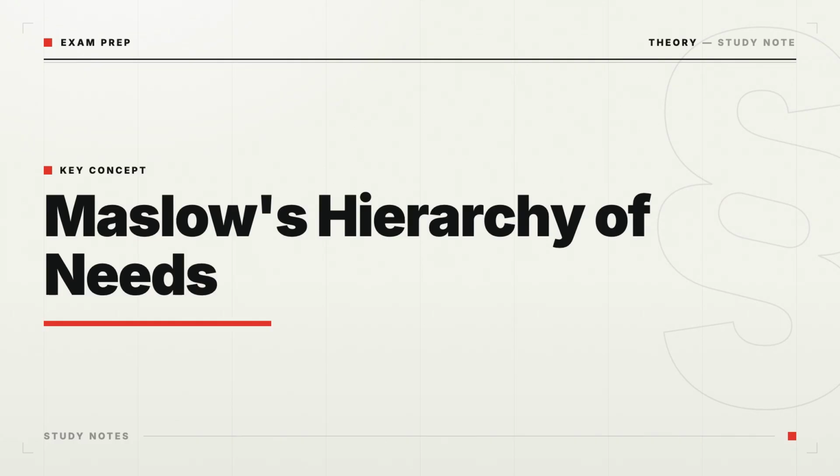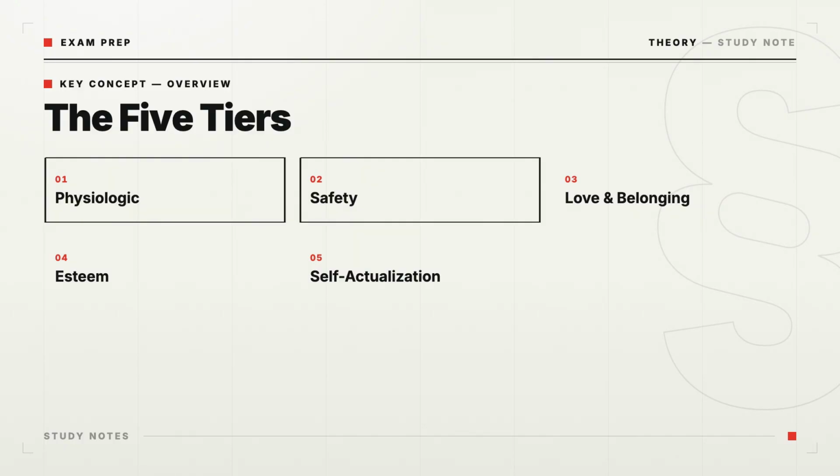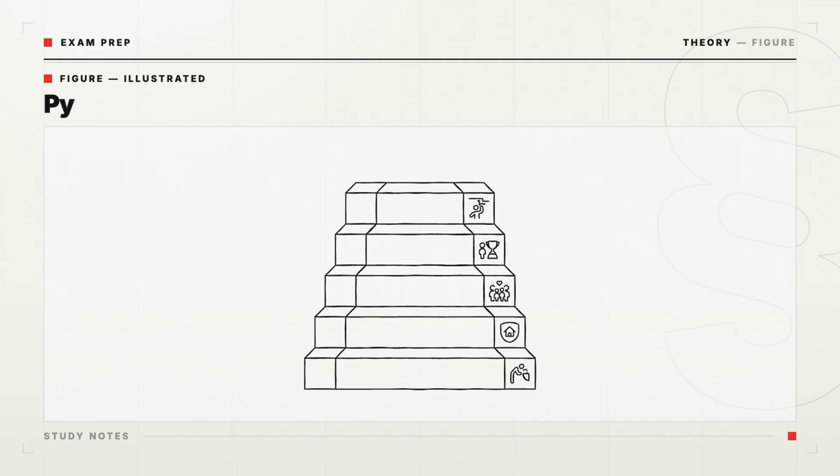Maslow described human needs as a pyramid, and that pyramid is one of the most useful tools a nurse has for setting priorities. At the base sit physiologic needs like oxygen, water, food, elimination, and sleep, followed by safety, then love and belonging, then esteem, and finally self-actualization at the peak. Lower needs generally must be met before higher ones matter.